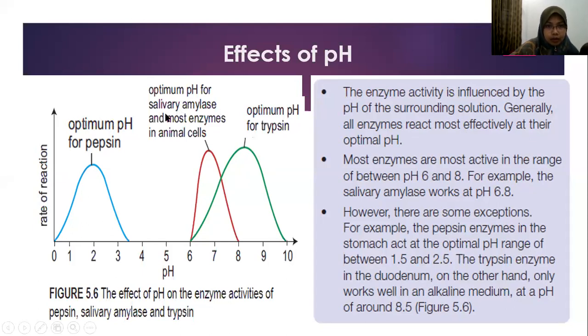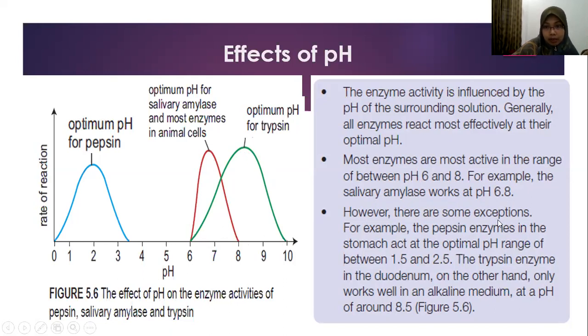Salivary amylase: in our saliva there is one enzyme we call amylase, and for most enzymes in animals the optimal pH is 7, neutral. And there is one enzyme here, trypsin. The optimal pH is at alkaline pH, which is 8.2 something. Most enzymes are most active in the range between pH 6 and 8. For example, salivary amylase works at pH 6.8.